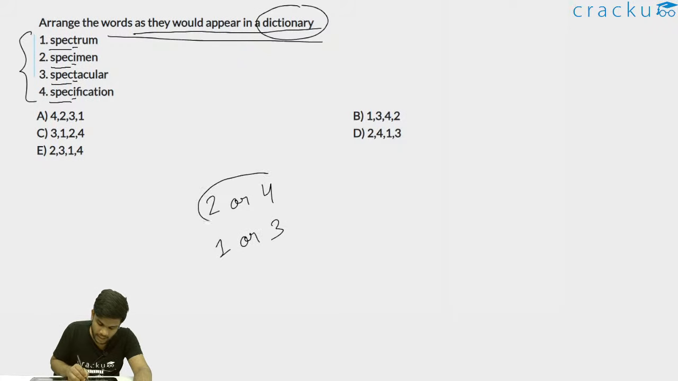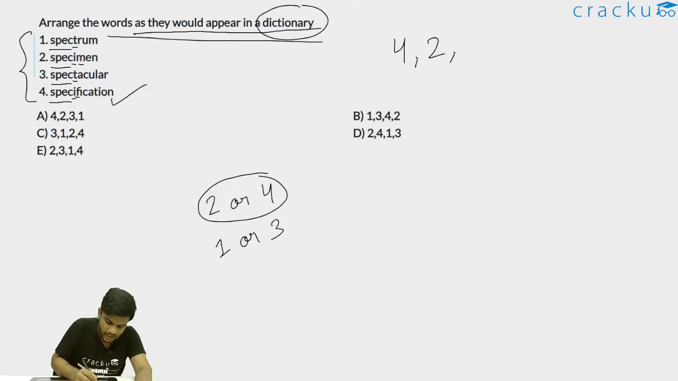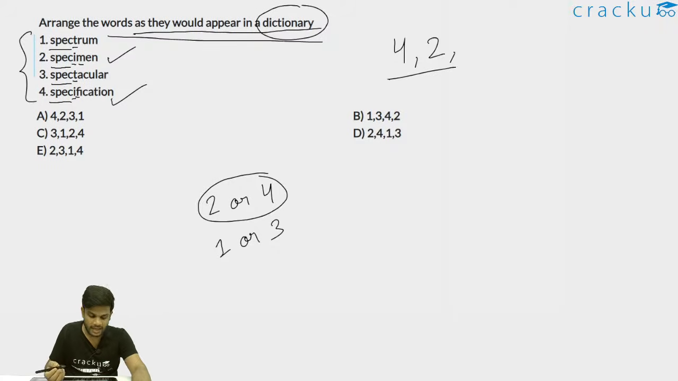Now we have to find out of second and fourth which one will be first and which one will be second. So the second word after I is M, and here after I it is F. So we know that F comes before M. So that means the first word that will appear in a dictionary would be the fourth word, which is specification. Next one will be the second word, which is specimen. Now after finding 4, 2, you can easily find our answer. So our answer is 4, 2, 3, 1.